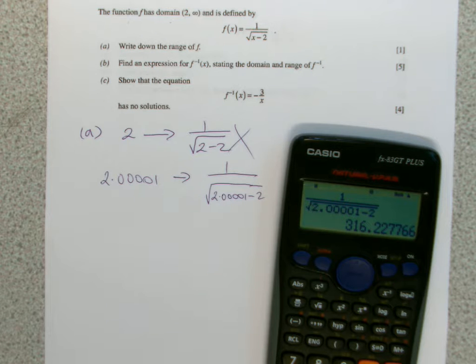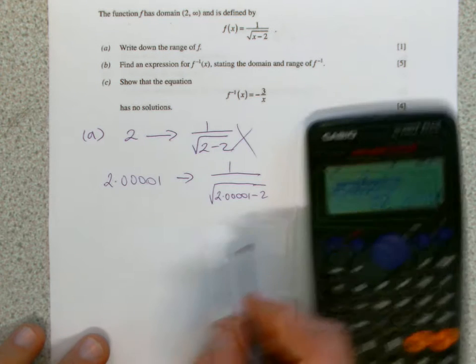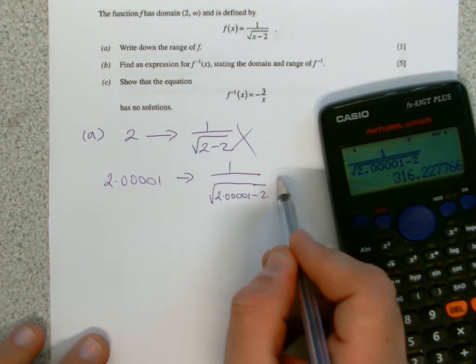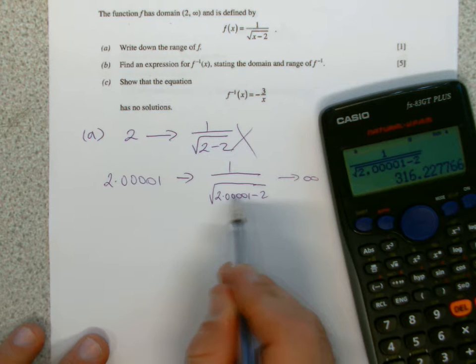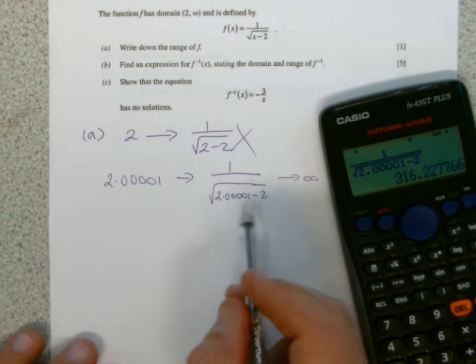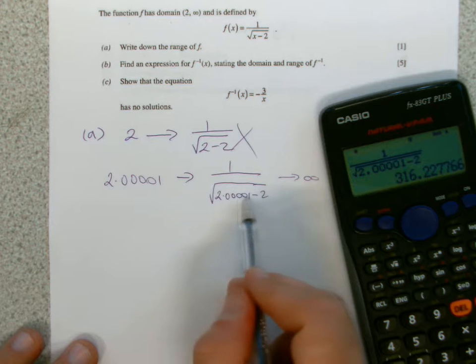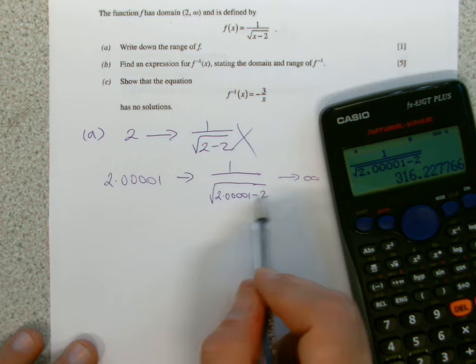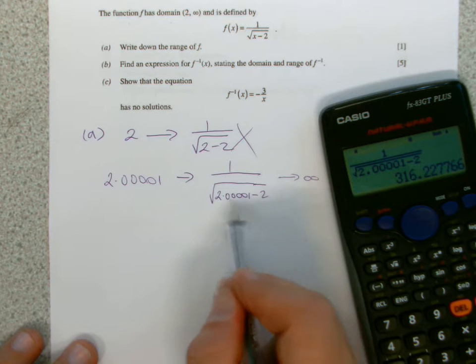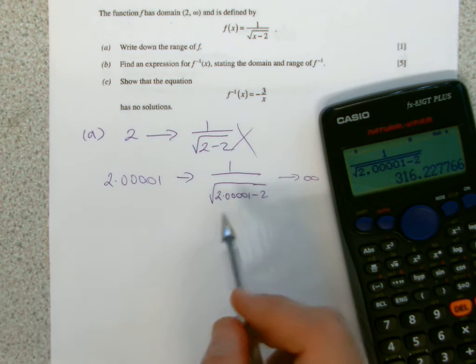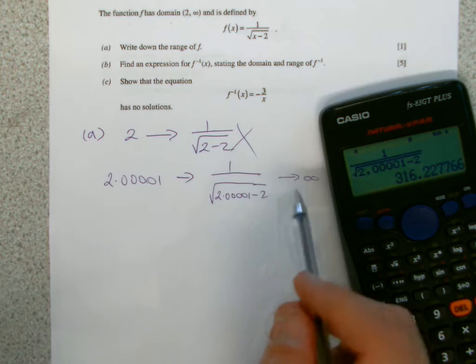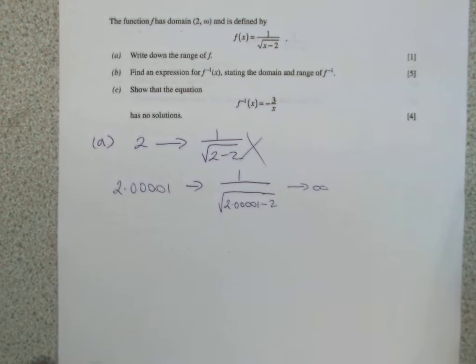So you can imagine now what's going on. It's going to shoot towards infinity, as I said, as we get closer to 2. That's quite a big number already. If I increase the zeros there, then you take away 2 and you end up with a very small number, and you square root it. It's a really small number. So 1 divided by a small number is massive, and you get to infinity.